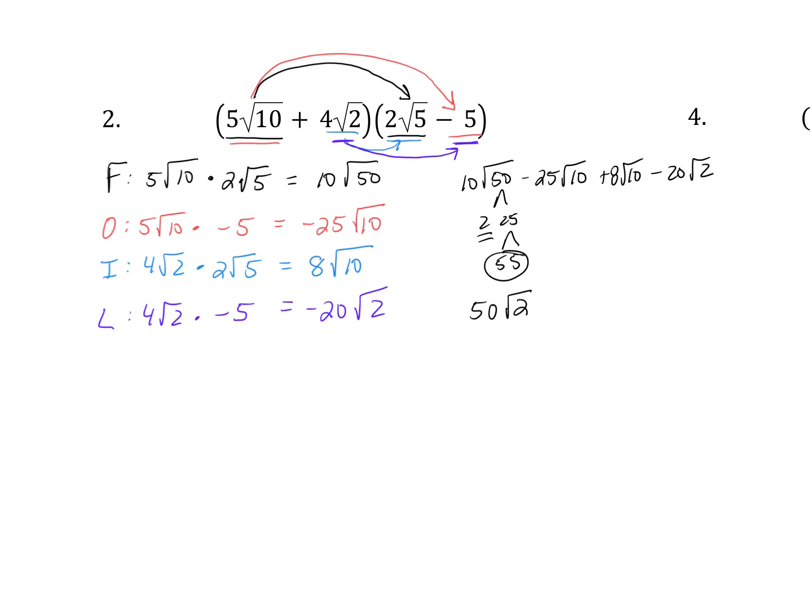And so what I'm going to do is I'm not going to rewrite this whole thing, but I notice now this is my new term. I have a like term here. So I'm going to write 50 root 2 minus 20 root 2, which is going to be 30 root 2. And then I have two like terms here with negative 25 and 8 plus 8, which is going to give me negative 17 root 10. And this right here is our final answer.